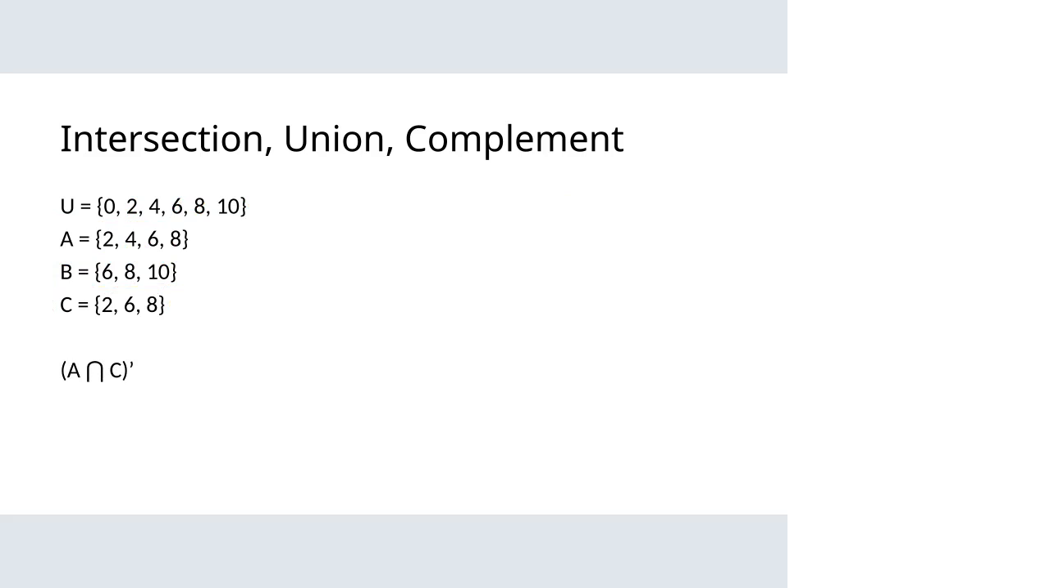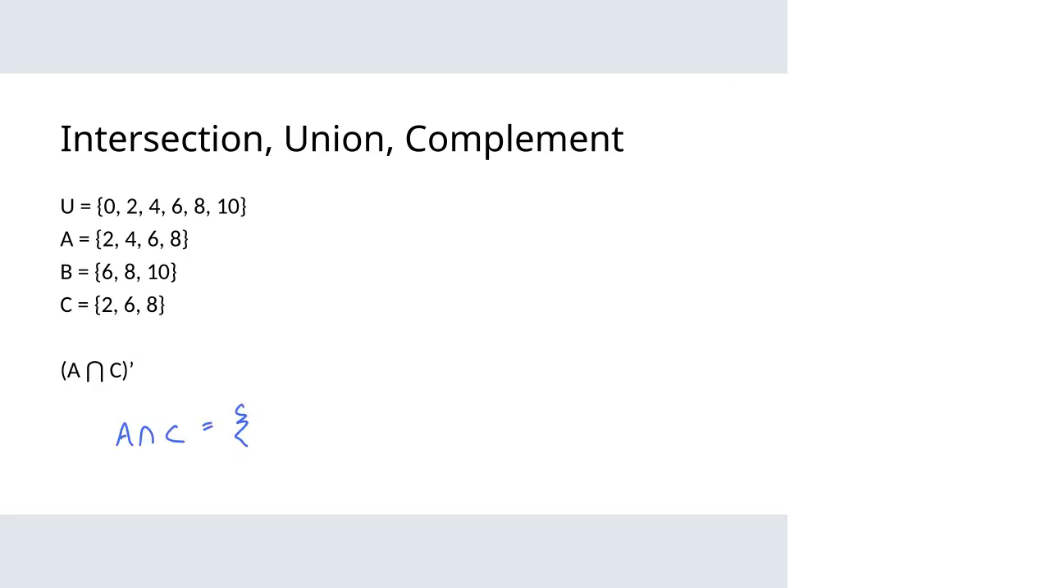Intersection, union, and complement again. We have those same sets. This time we want A intersect C complement. The parentheses mean something. Parentheses, just like with order of operations, mean do that first. So the first thing we're going to do here is find A intersect C, and then after we have A intersect C, we're going to take the complement of whatever it is we have. So first we'll find A intersect C.